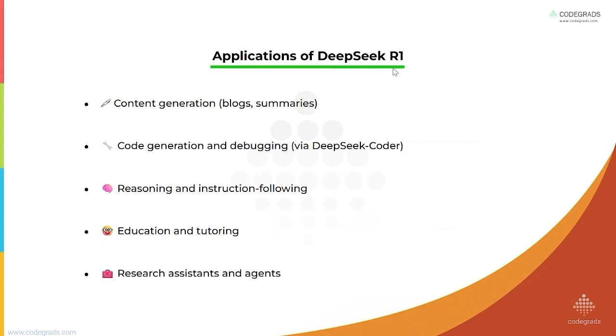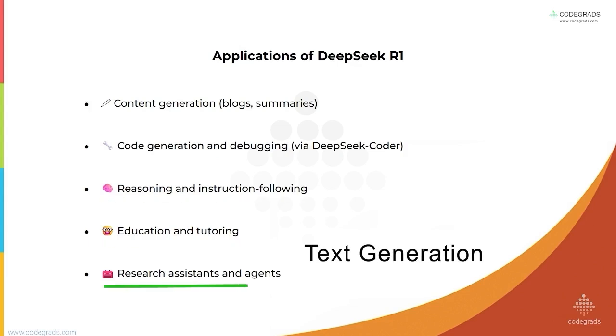Now the applications of R1 are content generation, blogs and summaries. As we know that it can generate textual output, so it is generally used for blogs and summaries, for code generation and debugging, reasoning and instruction following, education and tutoring, and research assistance and agents.